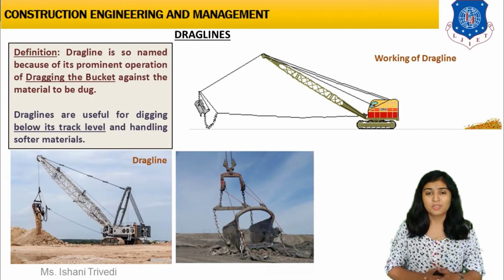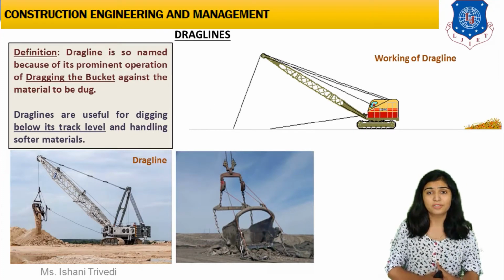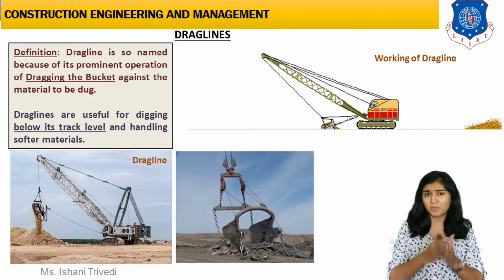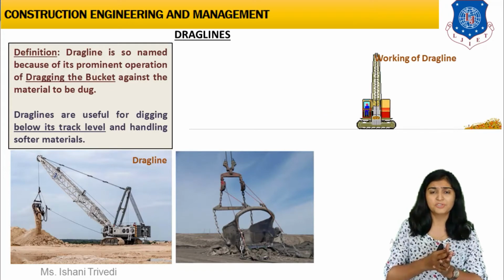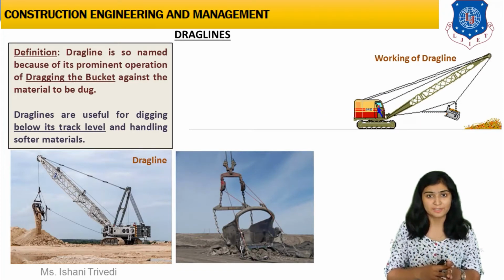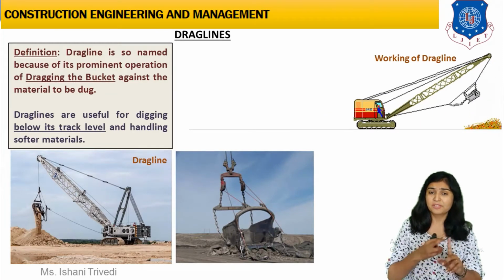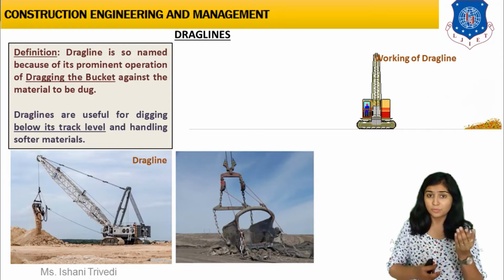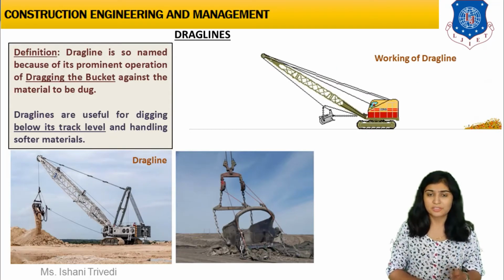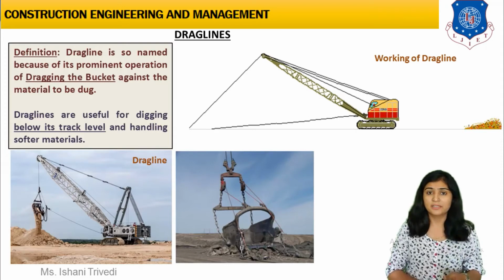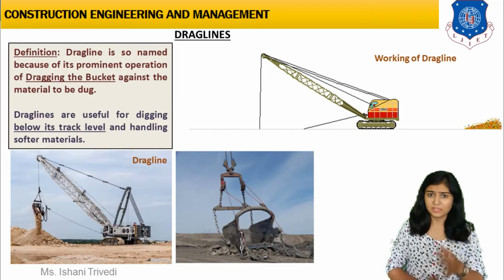I am also showing you an image of the drag line bucket over here. We can see one more part, that the bucket of the drag line is attached with chains, right? One will be the hoist chain and one will be the pull chain. We are going to discuss the same when we talk about the various parts of the drag line.